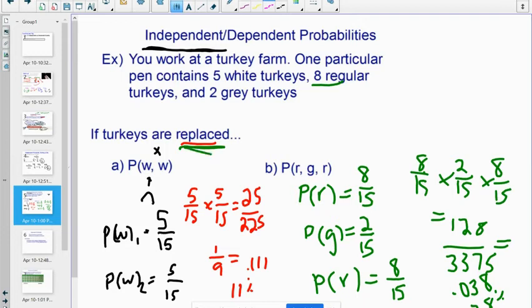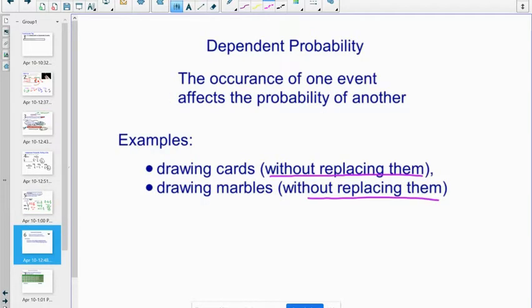If they weren't replaced, then it would have been dependent. That's the difference there. We're going to get some more practice. Now we're going to work with some dependent probability. It's that occurrence of one event that affects the probability of another.